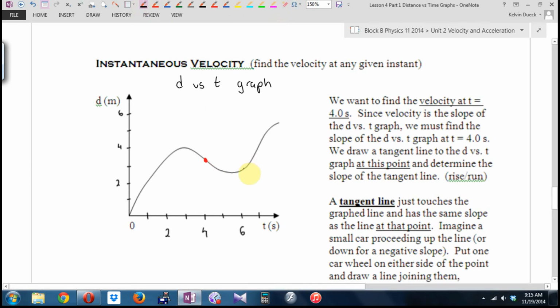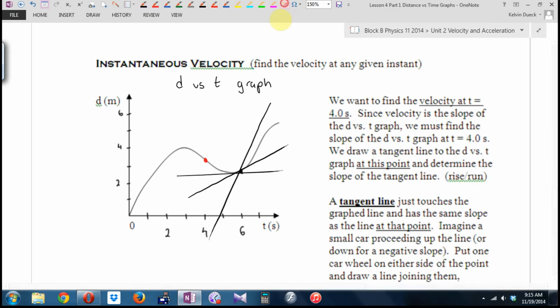Suppose I had wanted to find the slope right at time 6 seconds. The tangent line, the slope would look something like, about like that, I think. Definitely not like that. Definitely not like that. Those would be bad. And then what I would do is I would find the rise over run of this on the graph paper, and that's the approximate slope instantaneously at that location. The slope of the tangent lines.